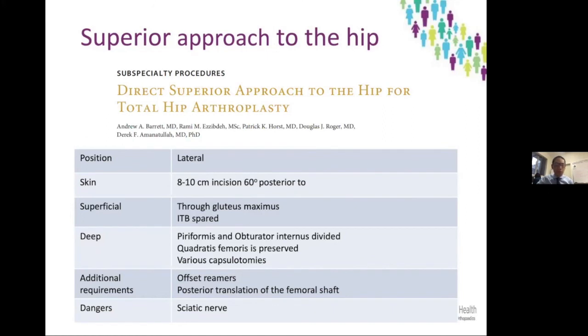Deep, we're then going back to a posterior hip approach. So piriformis and obturator internus are divided, quadratus femoris is preserved, and there are various capsulotomies that have been spoken about. The main requirements of this approach are that an offset reamer is important because your anterior exposure is less, and it requires an assistant to posteriorly translate the femoral shaft, so as to deliver the femoral shaft through the gluteus maximus to allow for broaching the femur.